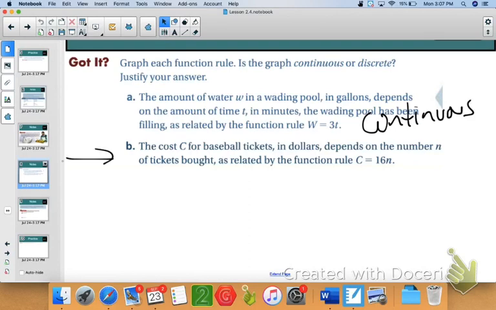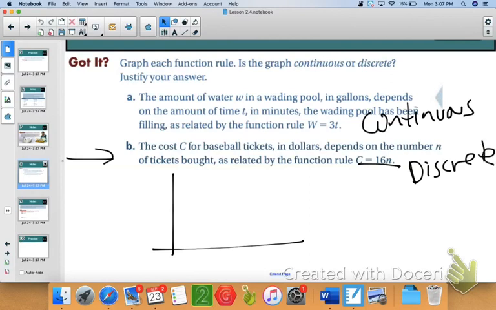The next one here, B, says the cost C for baseball tickets in dollars depends on the number N of tickets bought, as related by the function C equals 16N. So in this case, you can't sell 1.5 baseball tickets. So this one is discrete. And when you graph it, you're just plotting the individual points.